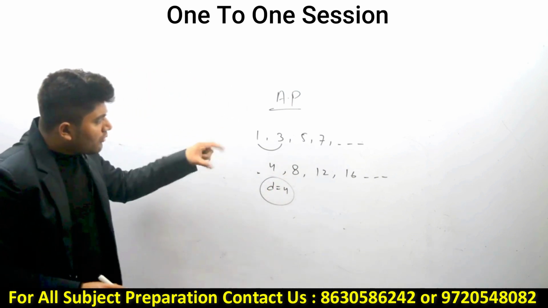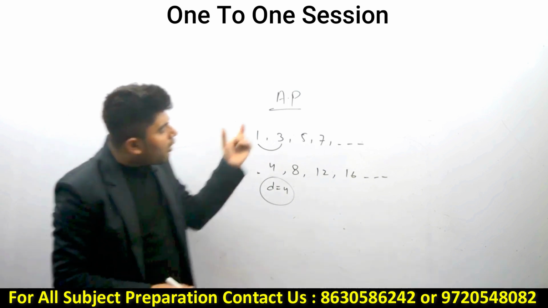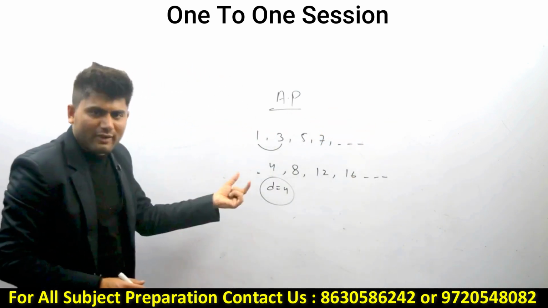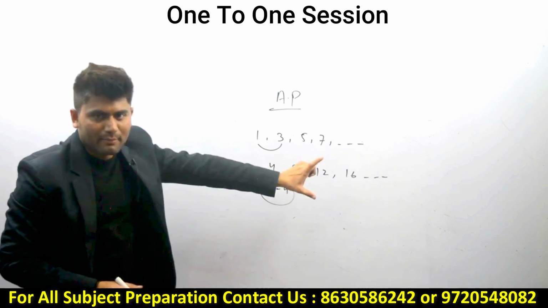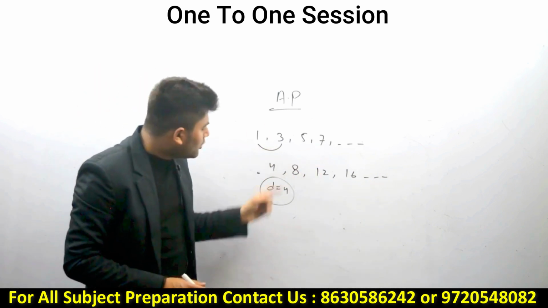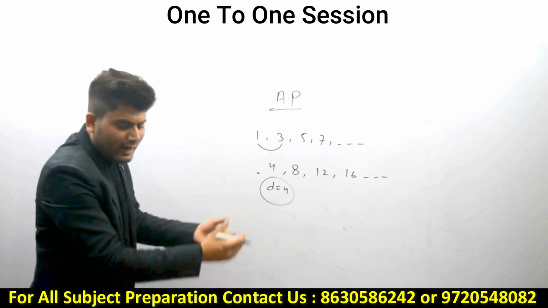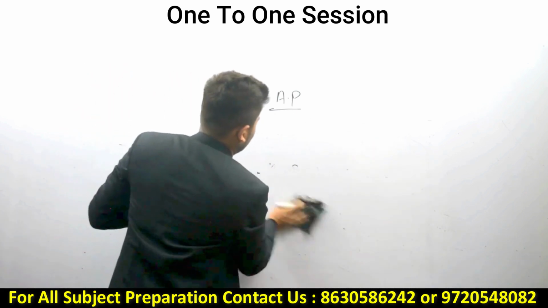Right? So we can notice one thing and form a formula from it. How? I am telling you. The common difference of every series is the same. Here the common difference is 2 and here the common difference is 4. So let's suppose I am generating a formula for that, and I am telling you how.